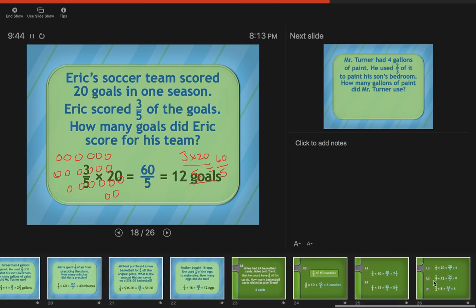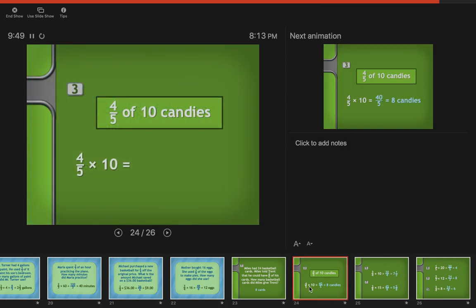All right, let me make sure I don't want to do anything else here. What about 4/10 of 10 candies? This is just review from yesterday.